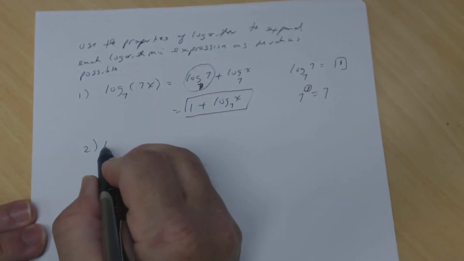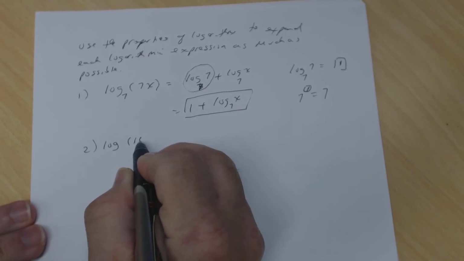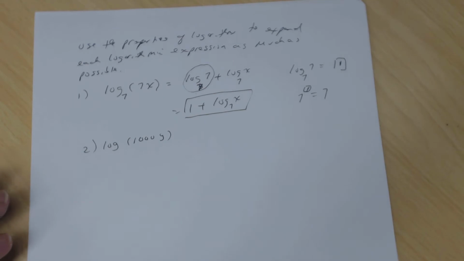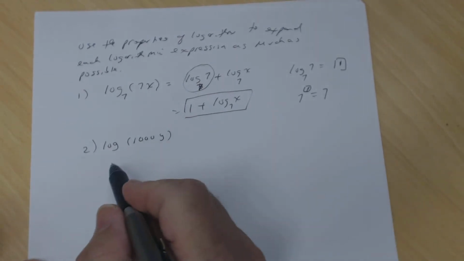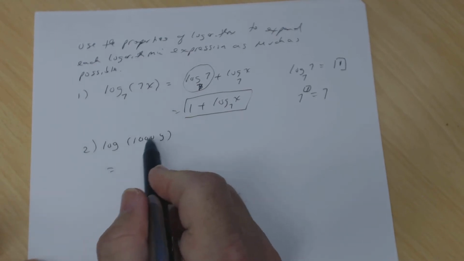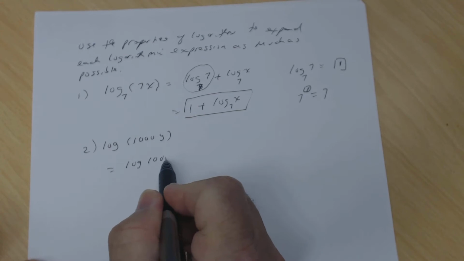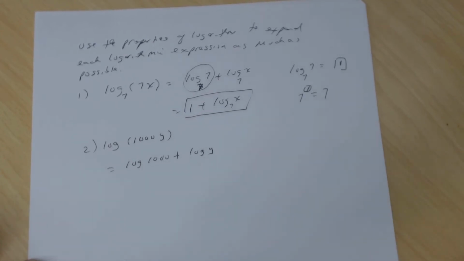Suppose you had the log of, let's say, 1,000y. Now remember, there's no base, so it's understood to be 10. So this becomes, remember, taking the log of a product, so I'm going to use the product rule for logarithms. That's the log of 1,000 plus the log of y.